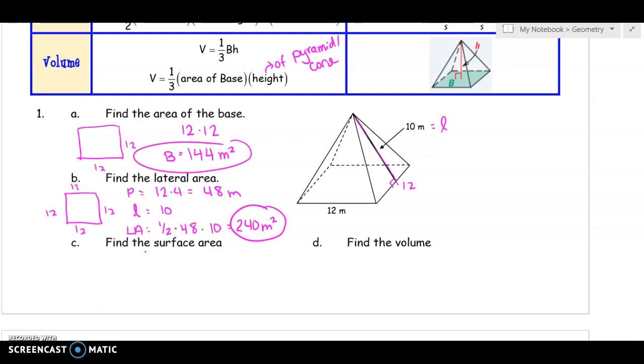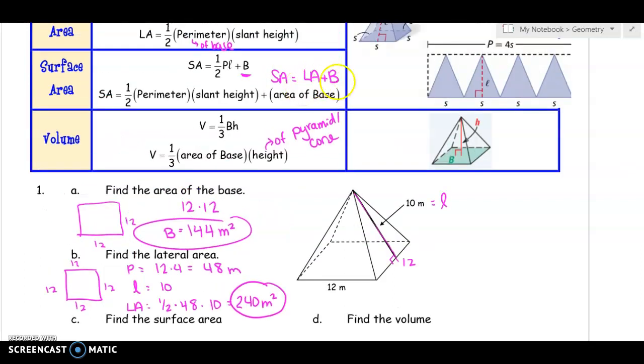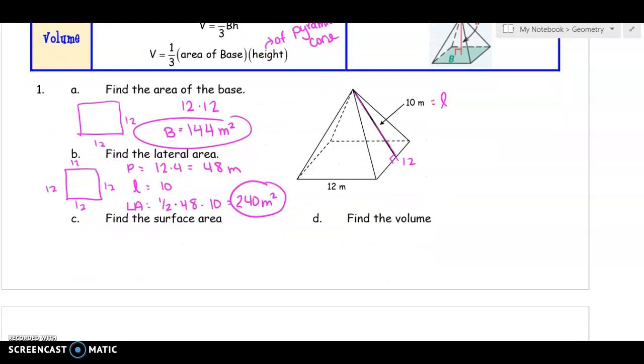The surface area is the lateral area plus the area of the base. Well, we have the lateral area and we have the area of the base. That makes it easy. All right, so the surface area is going to be LA plus B. LA, the lateral area, is 240. Area of the base is 144. Add those together, you're going to get 384 square meters.